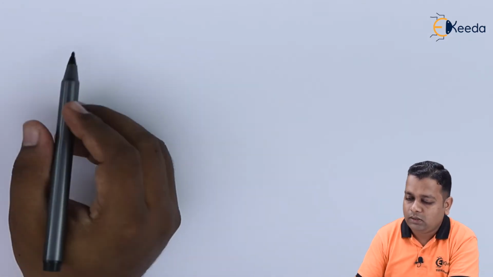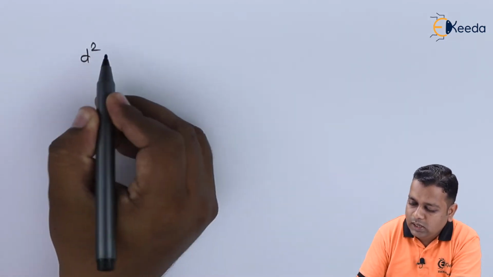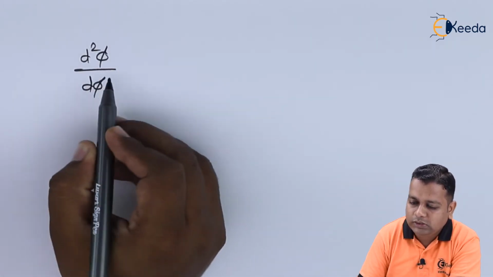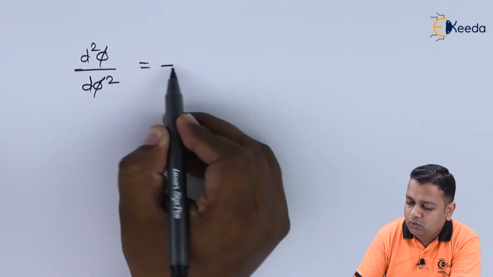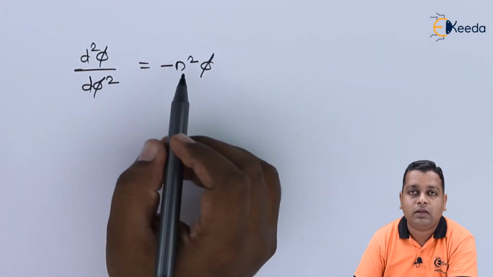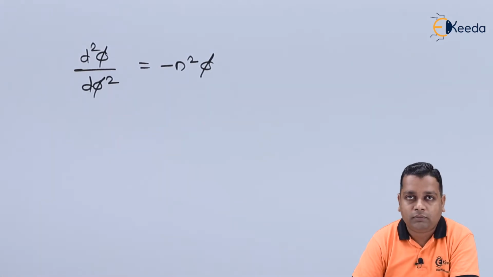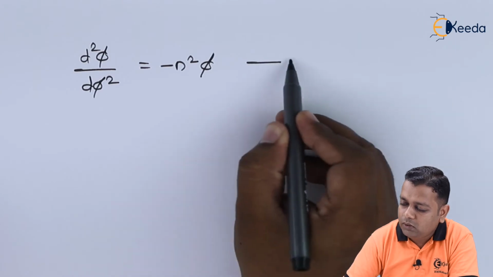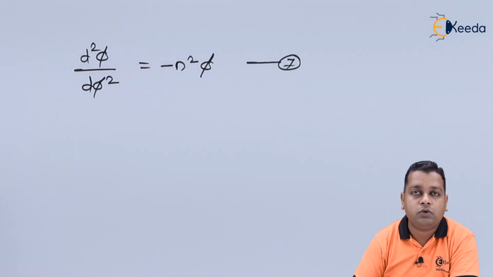So in the next step we shall be writing the second term, that is d2 capital phi divided by d small phi square, equal to minus n square in multiplication to capital phi, that has been shifted from the left hand side, where it was in the denominator. So let us have this as equation number 7.